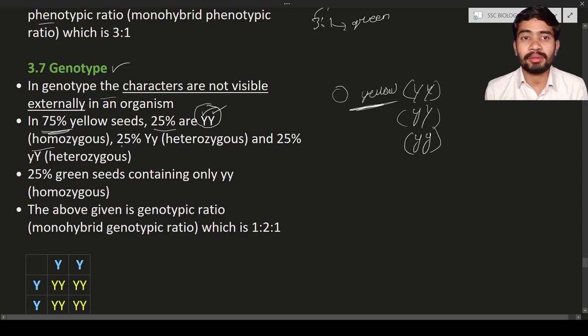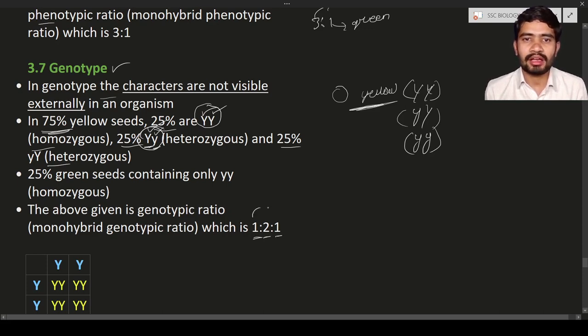Next, 50% will be heterozygous. How is it heterozygous? You can see capital Y and also small y. Hetero means different, homo means same. Here we call it heterozygous because one is a capital and one is a small. And the other is small y capital Y, or capital Y small y. This is also heterozygous. Hence in the genotype of the monohybrid cross, you will get the ratio 1:2:1.